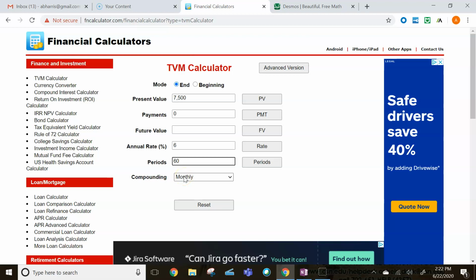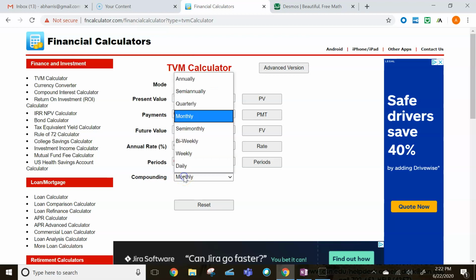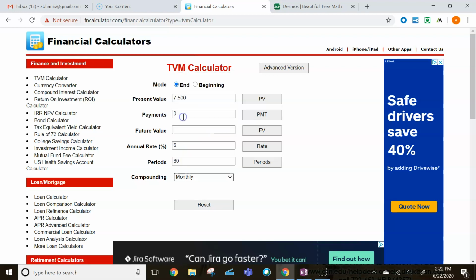Now the question is, how often are we doing this? This is compounded monthly. If n was 1, I'd put annually. If they said quarterly, I'd put the quarterly in. This one, n is 12. And now what I'm going to do here is click on future value.